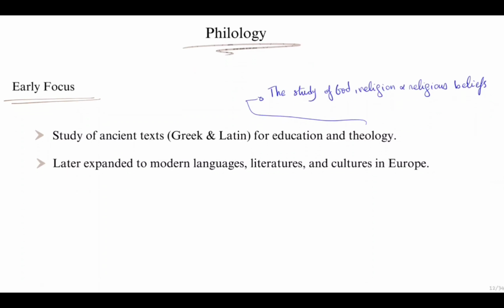The early focus of philology was the study of ancient texts, that is, in Greek and Latin, for education and theology. It later expanded to modern languages, literature, and cultures in Europe.